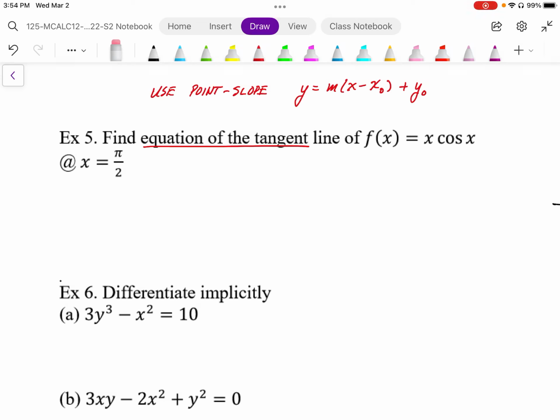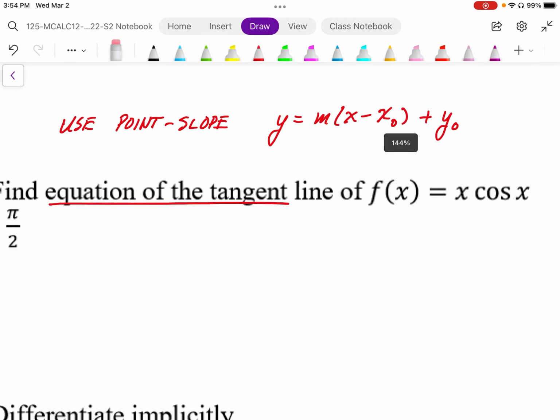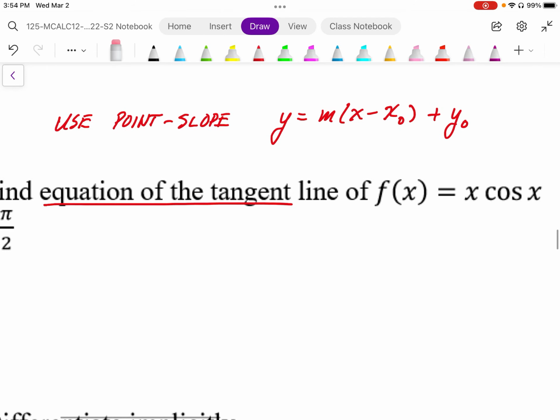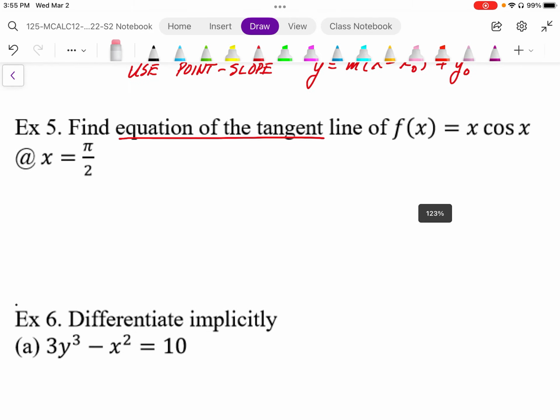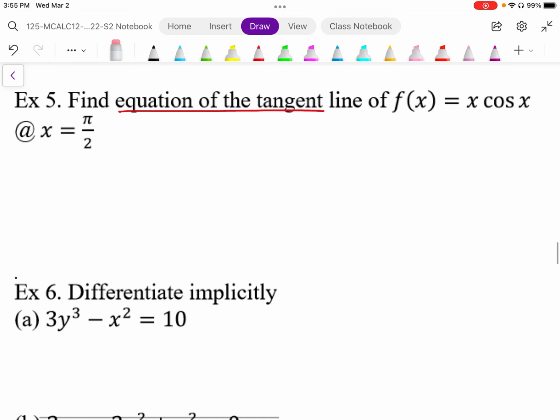In example 5, we're being asked to find the equation of a tangent line. So first thing is, when we find the equation of a tangent line, we really should use the point slope form. It's much easier to use and much more convenient than finding the y equals mx plus b. So to find the equation of a tangent line, what I want to do first is differentiate this. So I'm going to first of all find the derivative. So I'm going to find f prime.